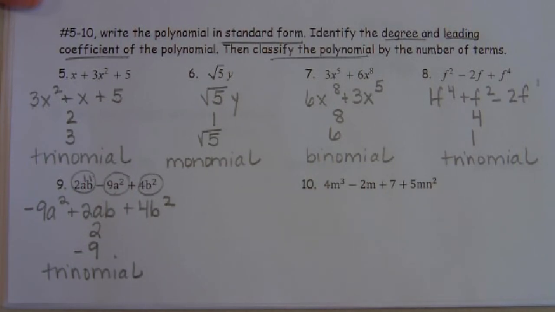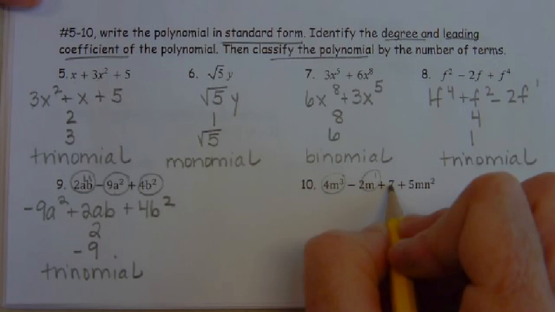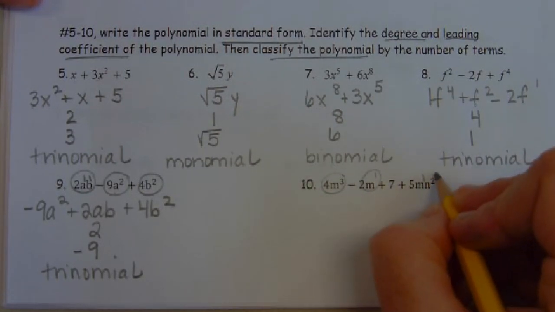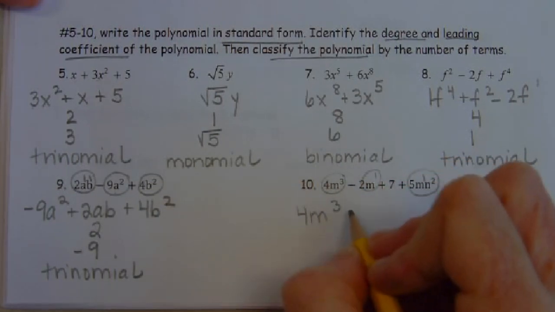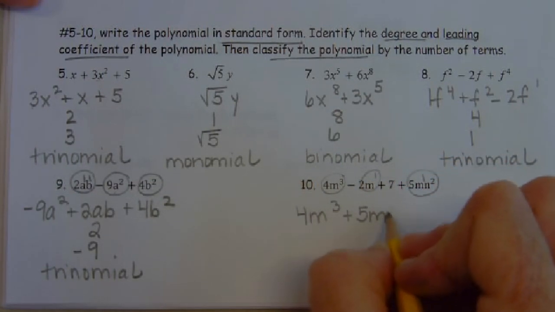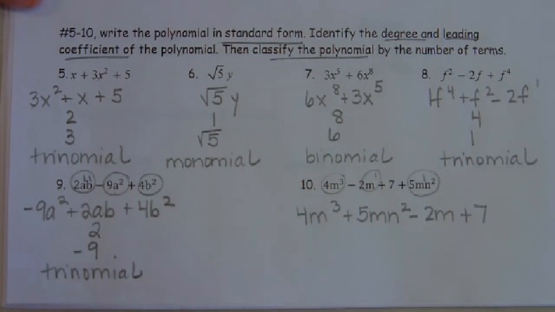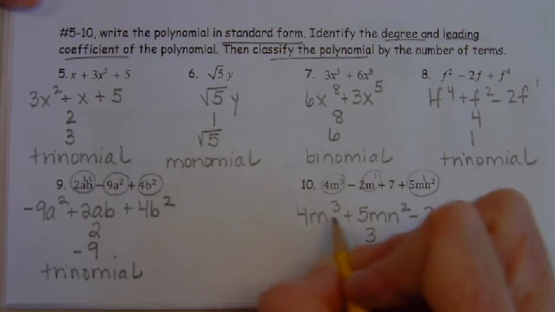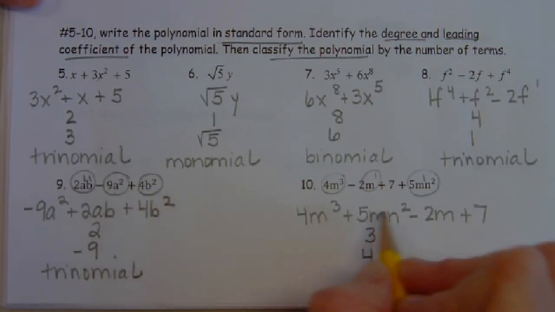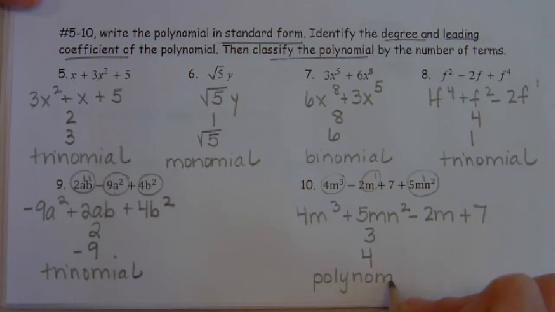And then on the last one, my highest power here is 3, power of 1. My constant always goes at the end, and this also has a power of 3. So I'm going to start with 4m to the 3rd. Plus 5mn squared minus 2m plus 7. In the first two, you could have switched as well. My degree is 3. My leading coefficient is 4. Because he has more than 3 terms, he is called a polynomial.